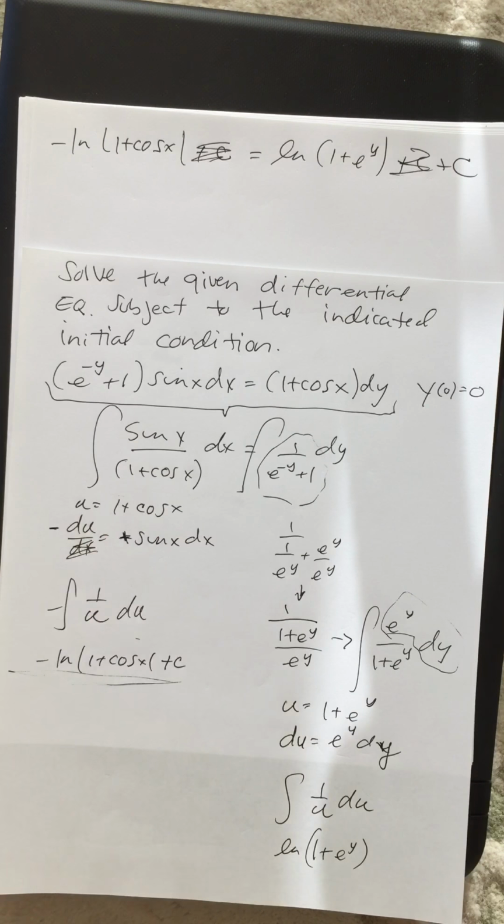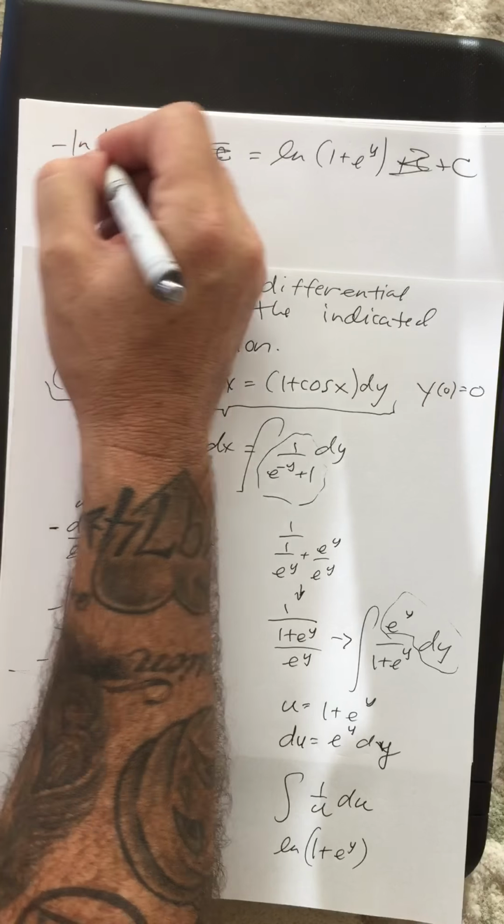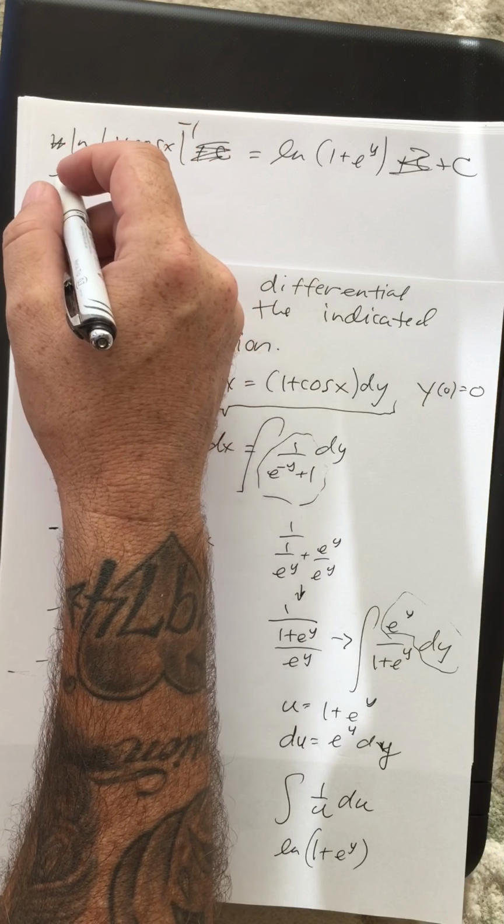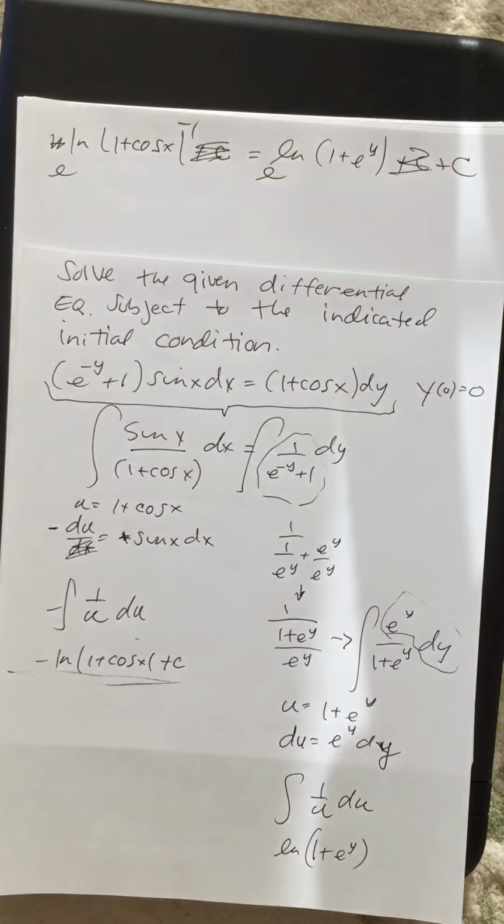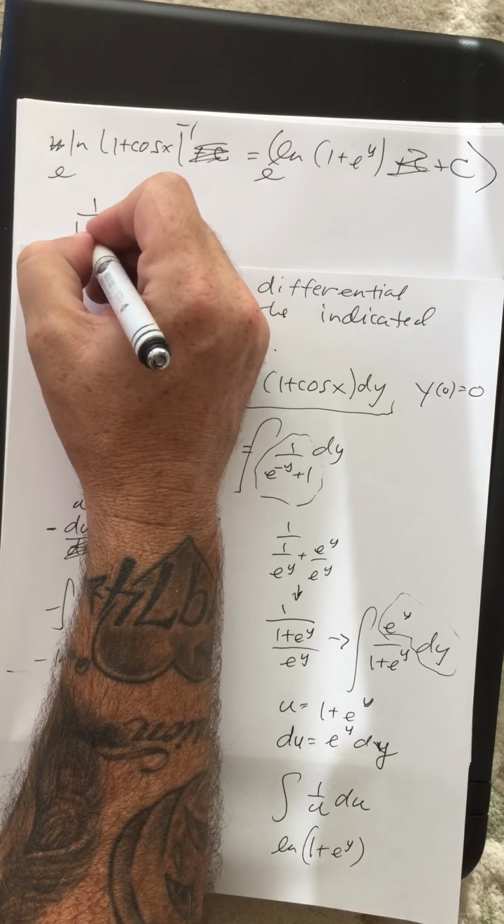So now what do we do? Well, what you don't do is enter your initial value conditions yet. The first thing you want to do is solve for y, or at least get close to it. So we could bring this up here and raise e to this whole thing. What do we got here? We got 1 over 1 plus cosine x.